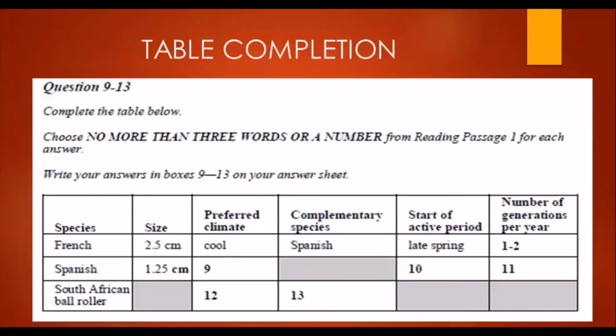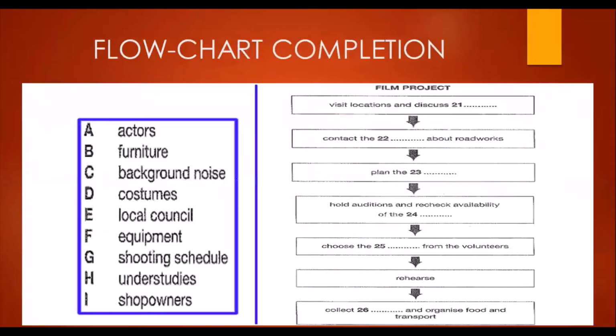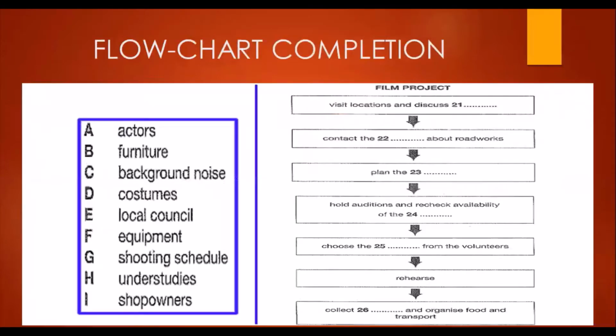And there is table completion. They may give some details in a table, and you just need to complete it. This is same as listening. The only thing is, rather than hearing the audio, you need to read the text and find out the details. Then there can be diagram completion. This is also a common type. Then there may be flowchart completion as well. So these are the different types of tasks in reading.